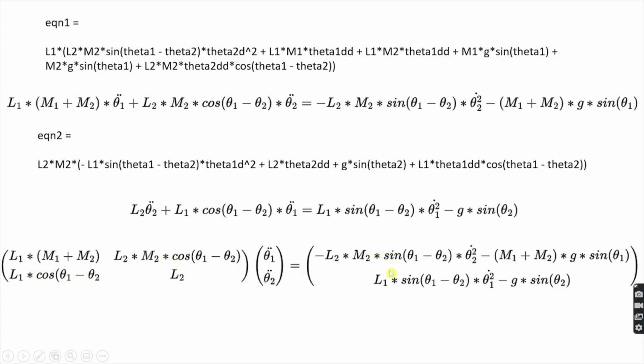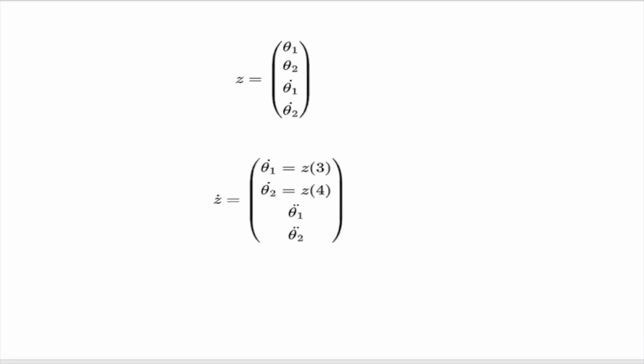We multiply this column vector by the inverse of this 2 by 2 matrix. Okay, and now to plug into our ODE function handle for ODE45, we declare these two column vectors, z and z dot. And z will just be theta 1, theta 2, theta 1 dot, and theta 2 dot. And if we take the derivative of z, we'll get theta 1 dot, theta 2 dot, and theta 1 double dot, and theta 2 double dot.